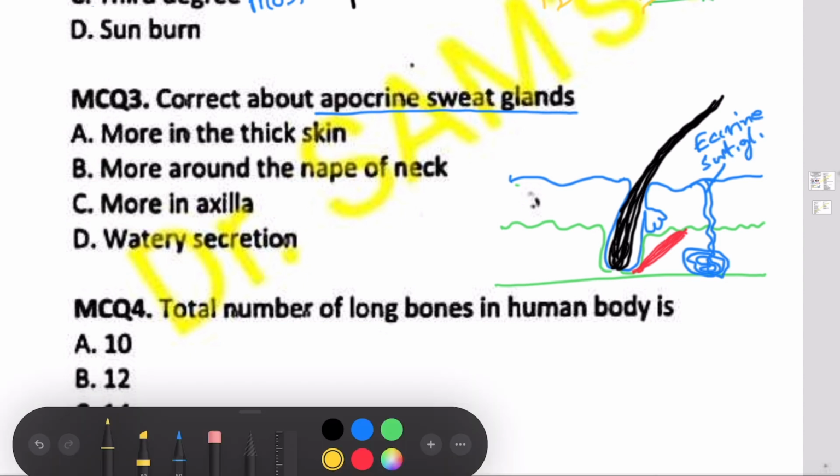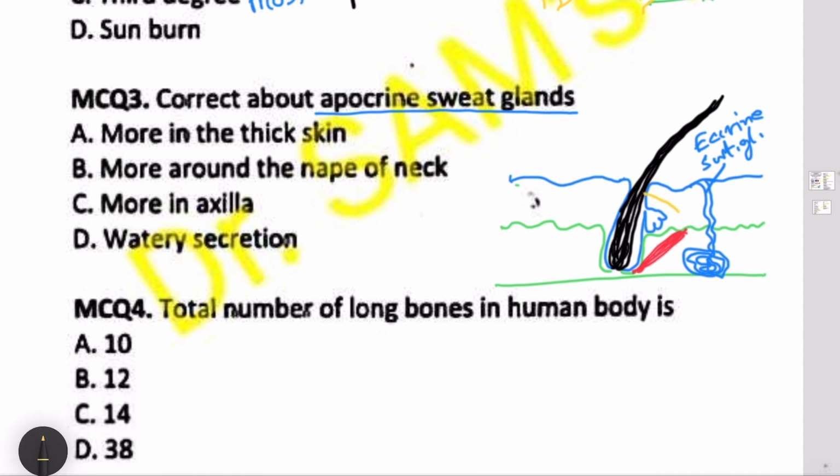skin. Other one is one which opens into the hair follicles, right? So those glands, those sweat glands which open into the hair follicles, these are called apocrine sweat glands.